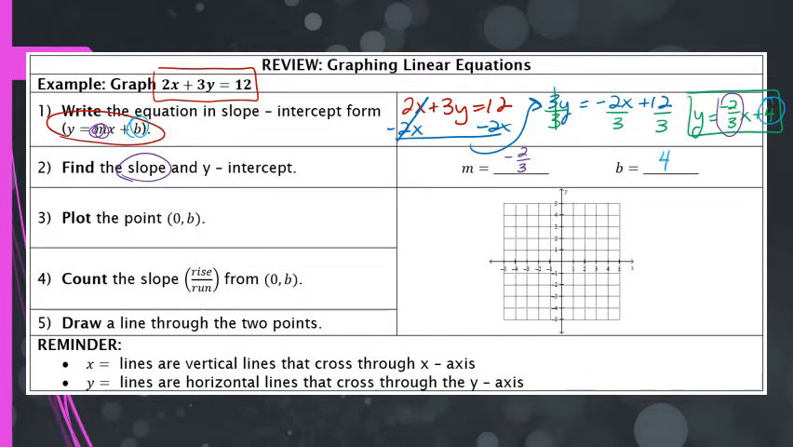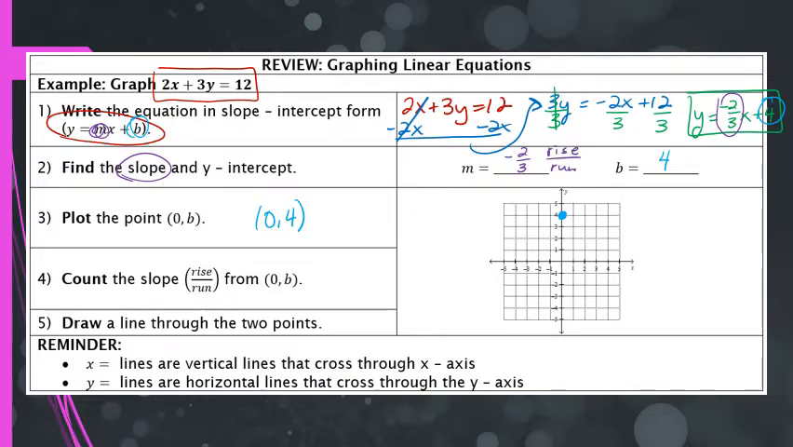All right, so step 3 says to plot the point (0, b). We just figured out from step 2 that our b value is 4. So I'm going to plot the point (0, 4), which is just plotting the number 4 on the y-axis. So here's the number 4. I'm going to put a point right there. And then from there, step 4 says to count the slope from that point. Remember that slope is rise over run.